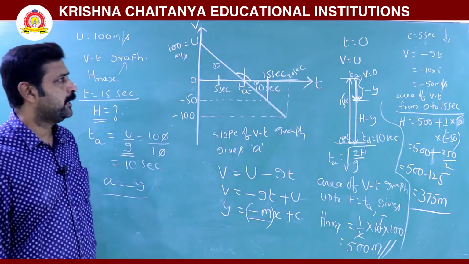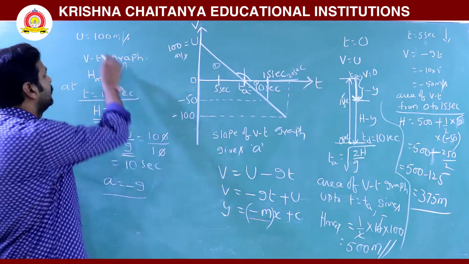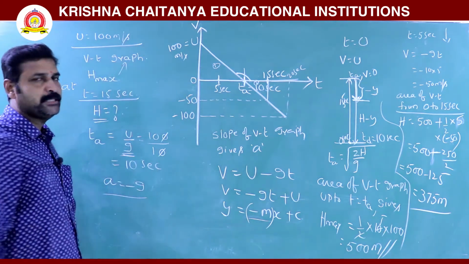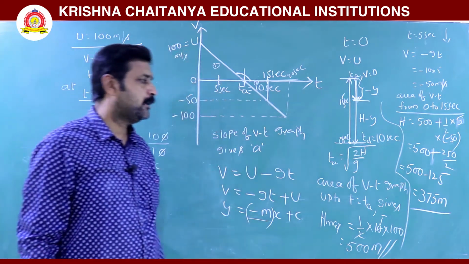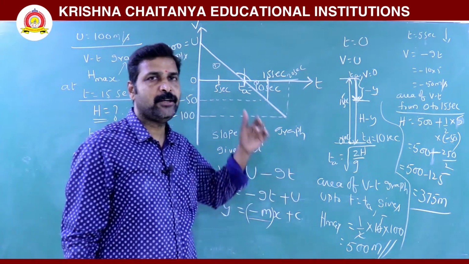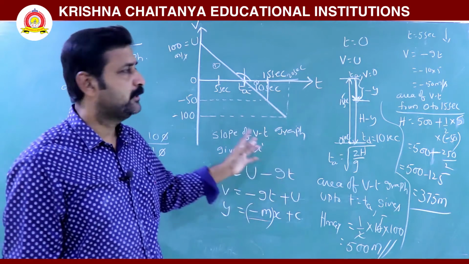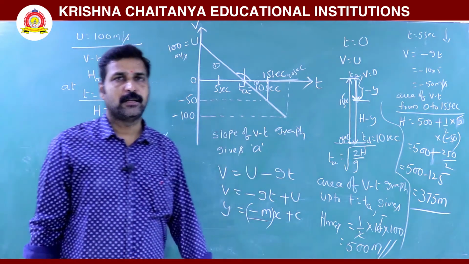So here, what did we calculate, and what is the data given? Just the initial velocity is enough. Then we drew the velocity-time graph, found the maximum height, and found the height at any instant. So this is the way to draw graphs.